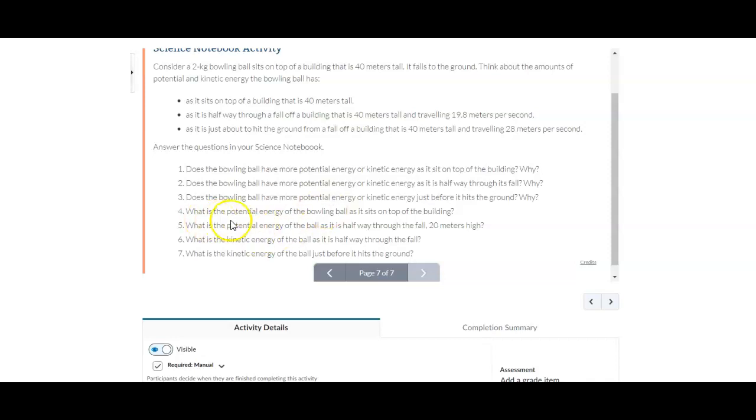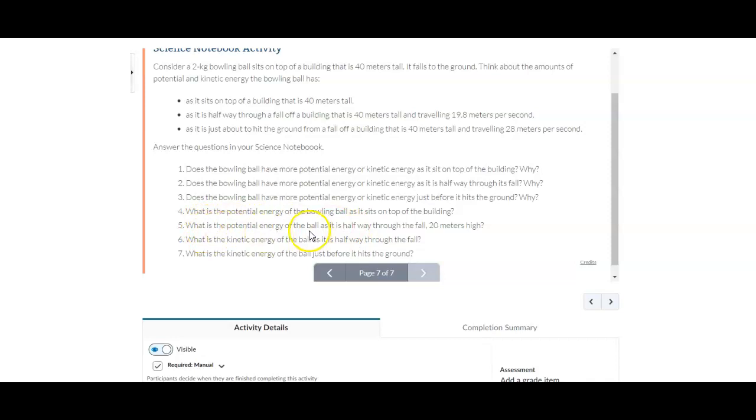So on number 4, it says, what is the potential energy of the bowling ball as it sits on the building? So it's on top of the building. So that way we would just plug in all those numbers again, 2 times 9.8 times 40. Remember, on top of the building, it's 40. So we get an answer of 784 joules. So that's the answer to number 4.